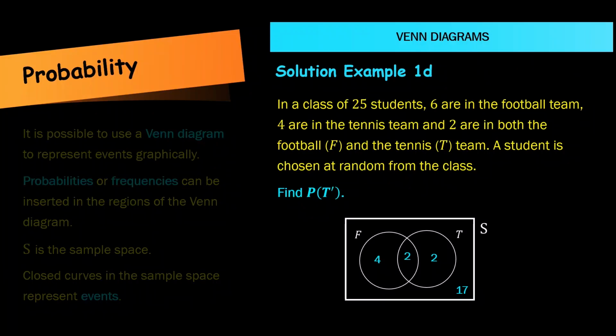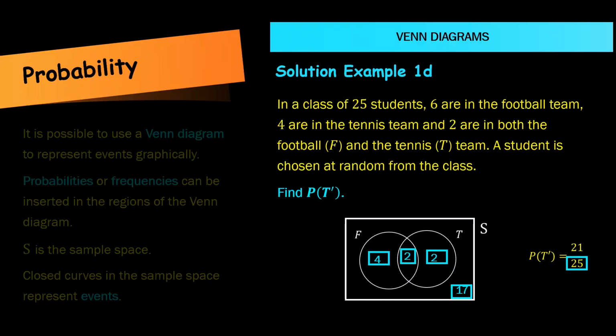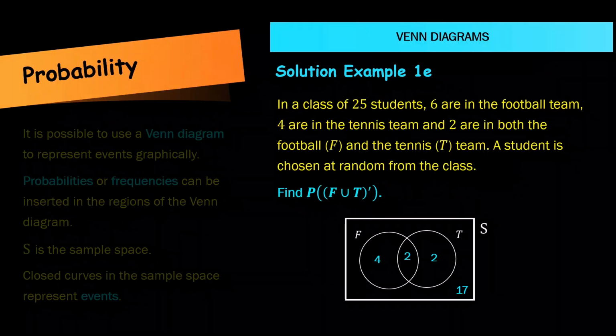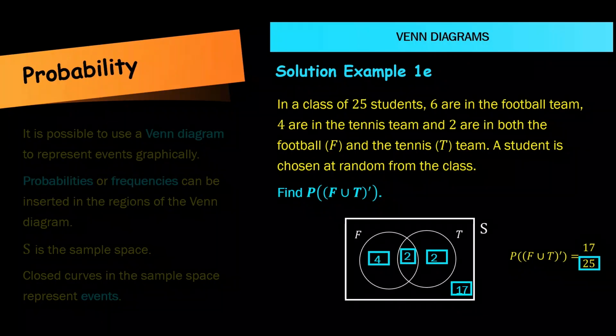We are also required in part D to find the probability of not T, so students who don't play tennis. This is equal to 4 plus 17, 21, divided by 25. And in part E, we're required to find the probability of F union T complement. So students who don't play either football or tennis, there are 17 of them, divided by 25.